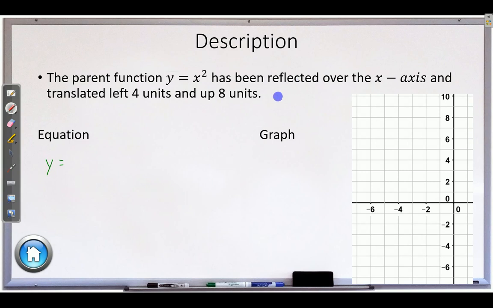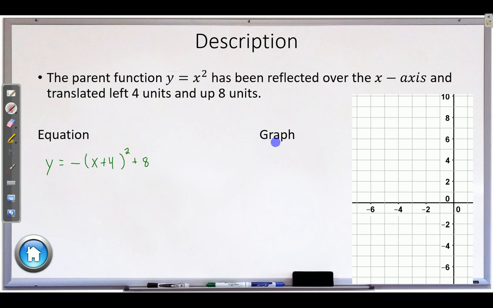So in order to reflect it over the x-axis, we need a negative in front. If we're going to go left 4 units, on the inside, we're going to have a plus 4. All right, that sends us to the left. It's a little counterintuitive, but that's the way the inside works. Don't forget your squared that makes a parabola. And in order to go up 8, the k value has to be plus 8. So we took that description and turned it into an equation.